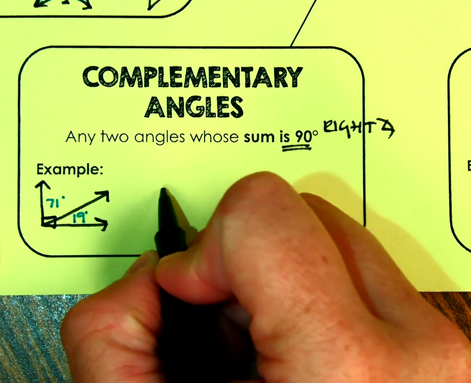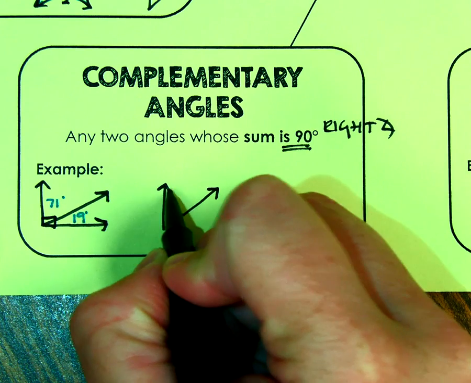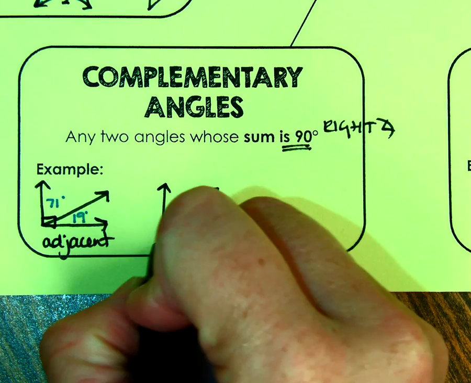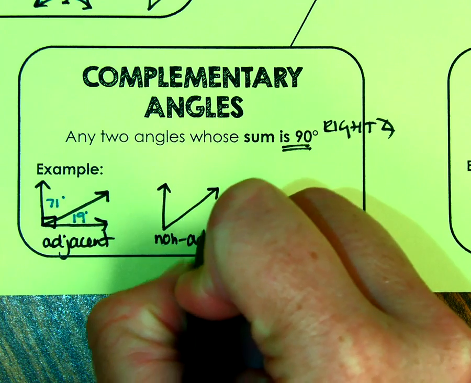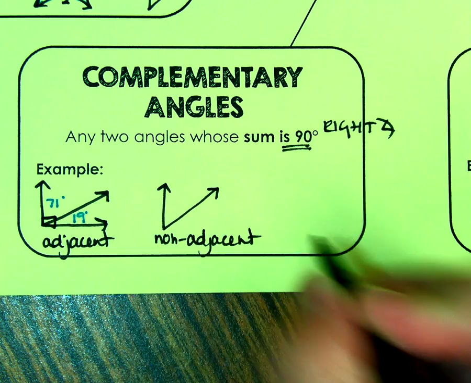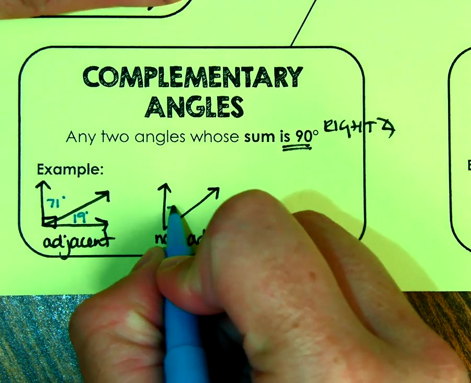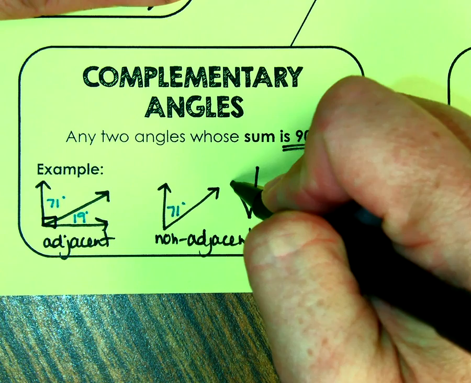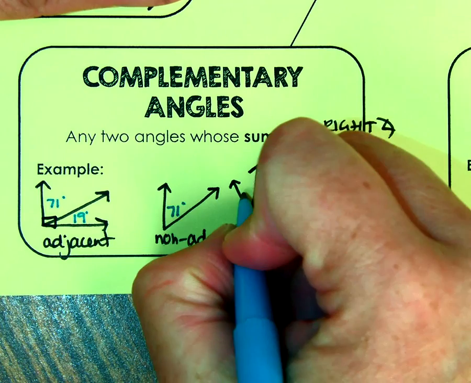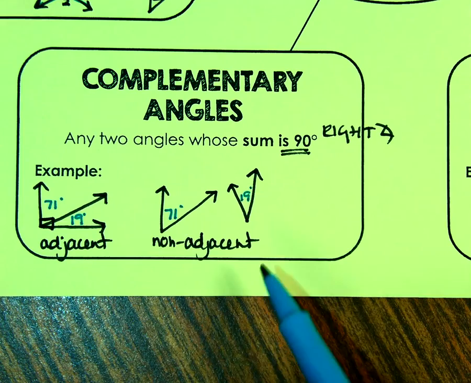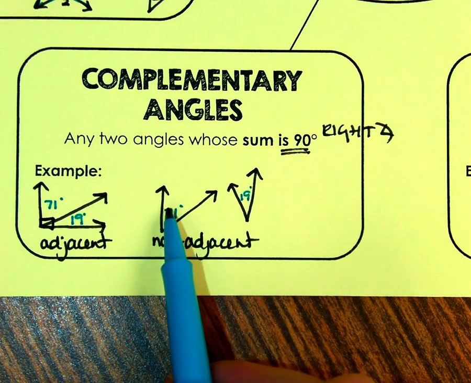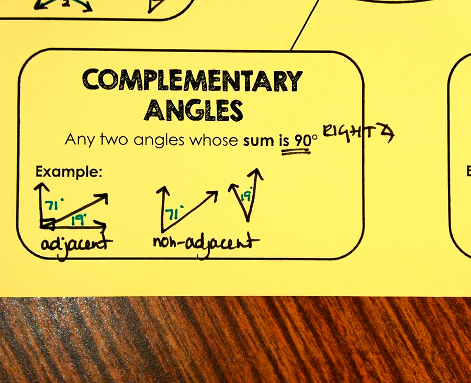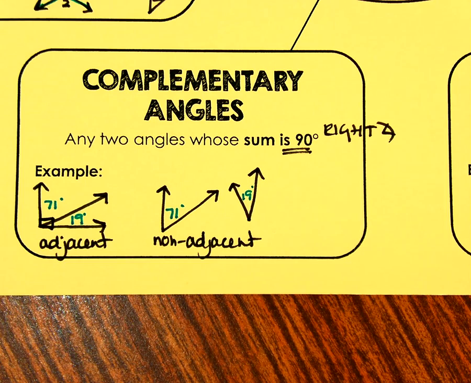Here's another example. So here, these are adjacent. You could also have non-adjacent. So if this were my 71 degrees, and let's turn this one and make this 19 degrees. Even though they still add up to 90, so they still are complementary, they are non-adjacent. Both are okay. So those are examples of complementary angles.